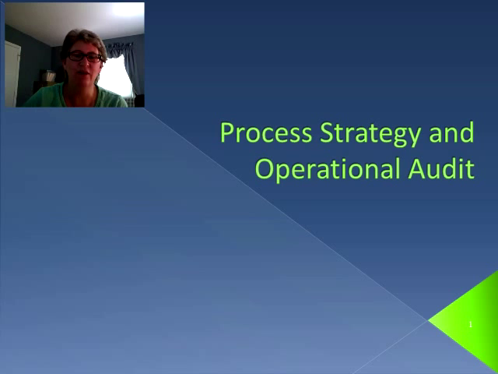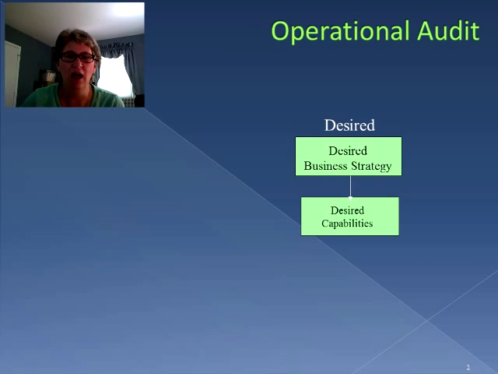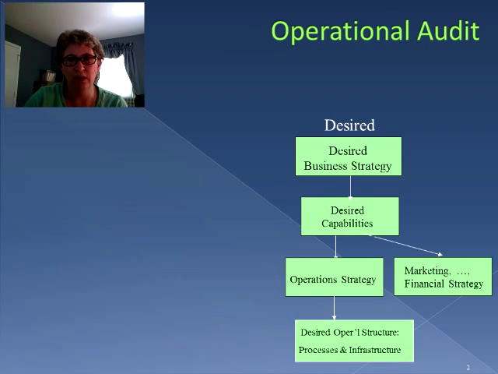But what if we already have an existing organization? What we need to do is take a look at where we want our business to go. That's our desired business strategy. And along with that, we have what kind of capabilities we want to have, as well as what kind of strategy in the operations and the marketing, finance areas, and so forth. So remember, we're looking ahead. This is what we'd like to have, and what we'd like to have also is an operational structure, our processes and our infrastructure that matches our particular business strategy.